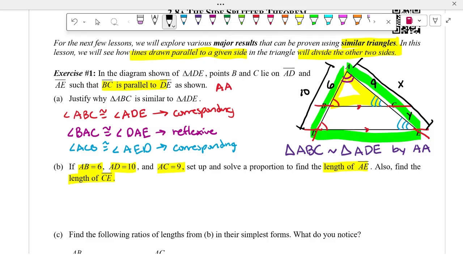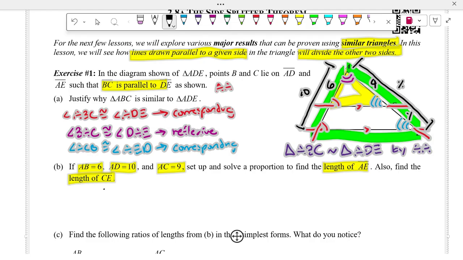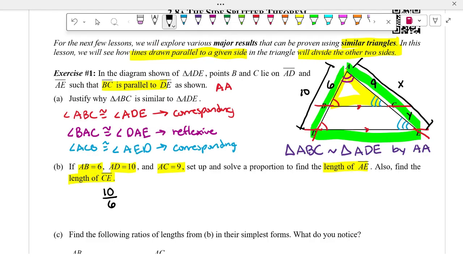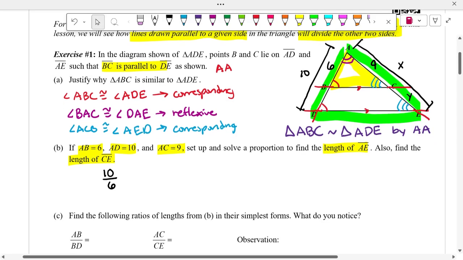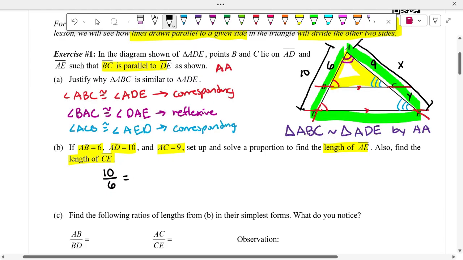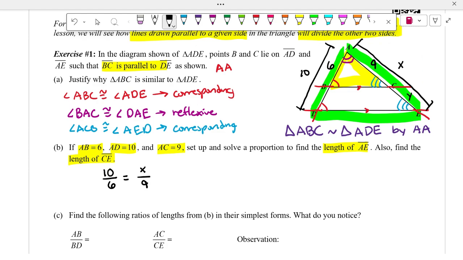So, like Carson said, you would start by setting up a proportion. I'm going to do big over small. That's just kind of my go-to. So 10 over 6. Now, what am I going to set it equal to? What's a set of corresponding sides do I have? x and 9. So it would be x, because that's coming from the big triangle, over 9, because it's coming from the small triangle. You got to keep those proportions consistent.